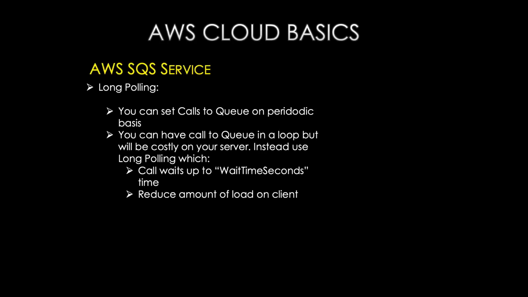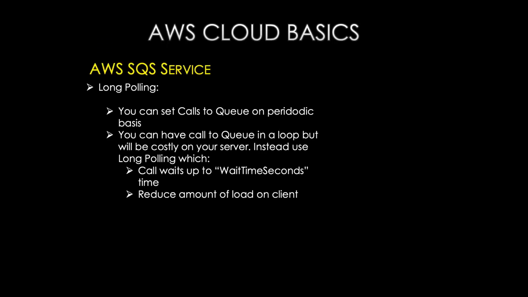The other attribute within the Amazon SQS service is long polling. Your consumer, which is attached to your SQS service, is polling, reading your SQS service to find out if there's a message that has been dropped that needs to be consumed. There are multiple ways of doing it. You can make calls to the queue on a periodic basis, every 15, 20 minutes. You can also have a call to the queue in a loop, but that will be costly on your server side.